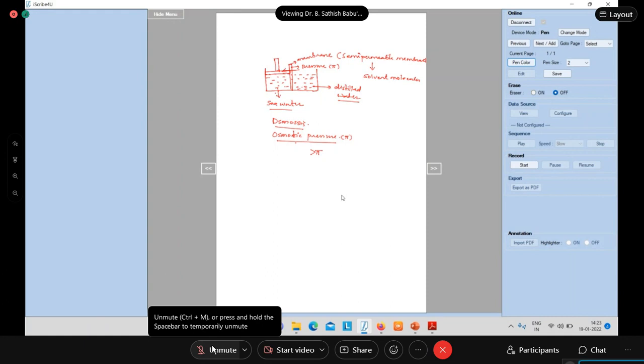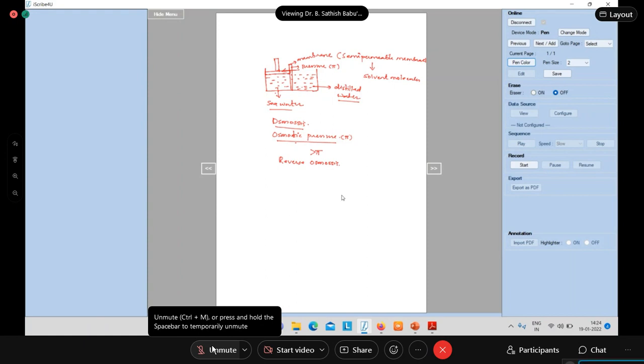There will be a reversal of this natural osmosis, right? So we reversed the natural osmosis process by applying pressure on the higher concentration side. And this process is called reverse osmosis. Very simple.